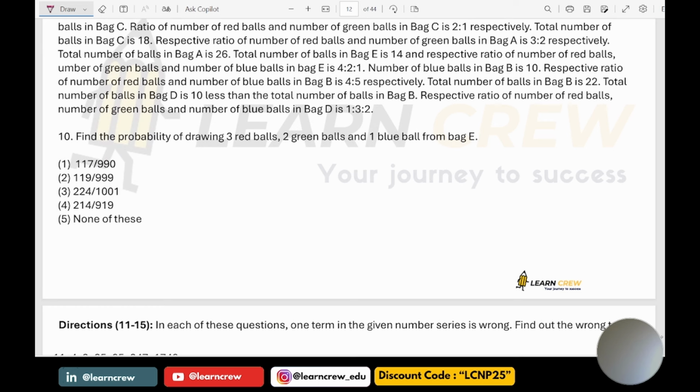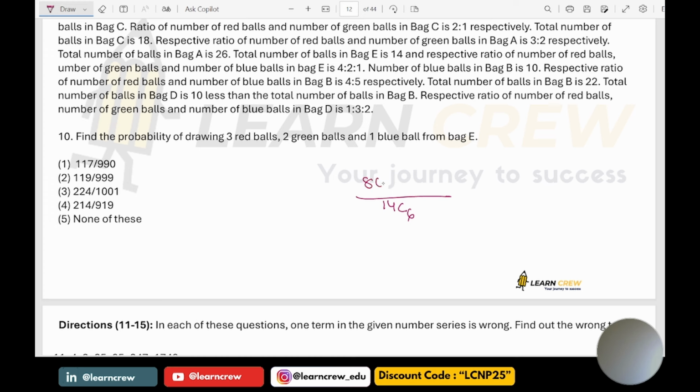Find the probability of drawing 3 red balls, 2 green balls and 1 blue ball from bag E. Bag E in total has 14 balls, so you are drawing in total 6 balls. So the sample space, the total number of outcomes, is 14C6.